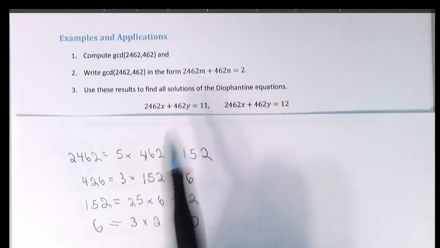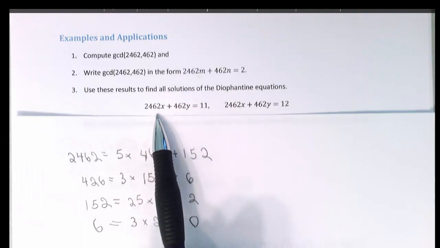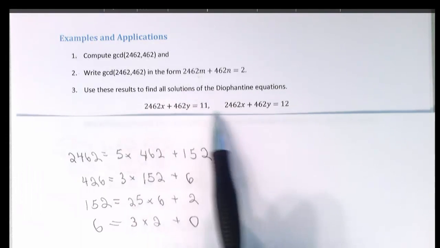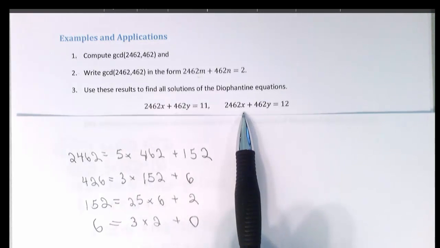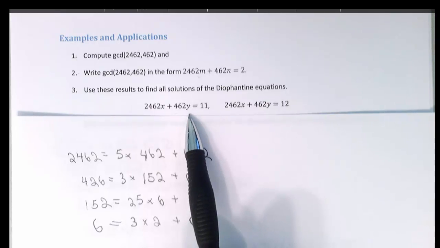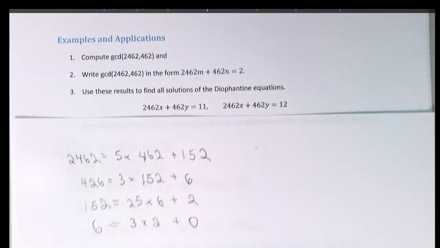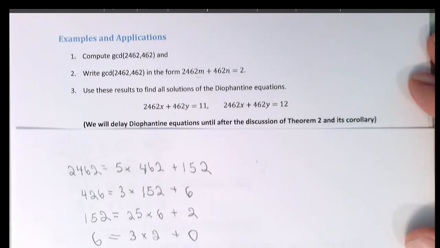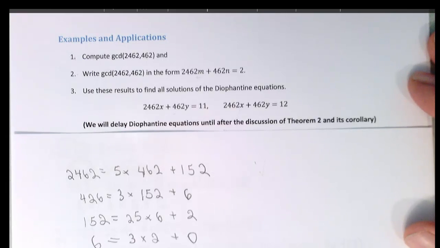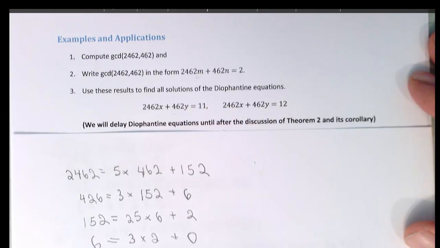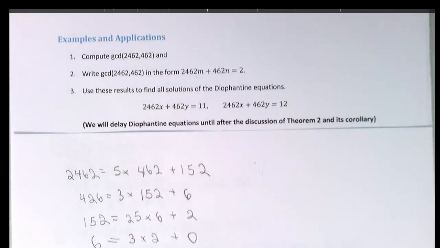And then finally, we'll see that there are some implications about solving Diophantine equations. Diophantine equations are equations where we're looking for only integer solutions. Now, the Diophantine equations will be considered a little bit later after we've worked through Theorem 2 and its corollary, but we can get started with Euclid's algorithm right away.